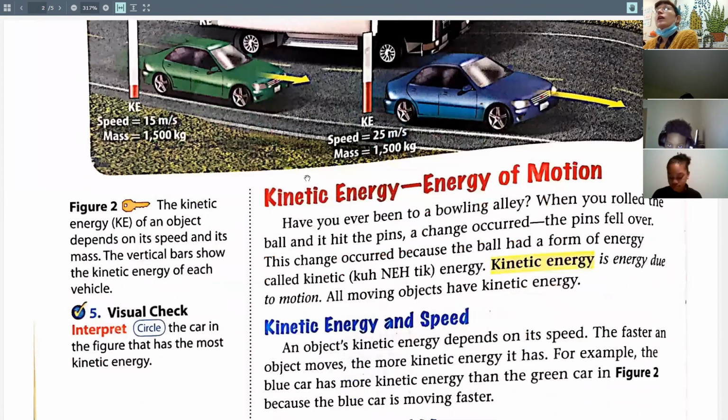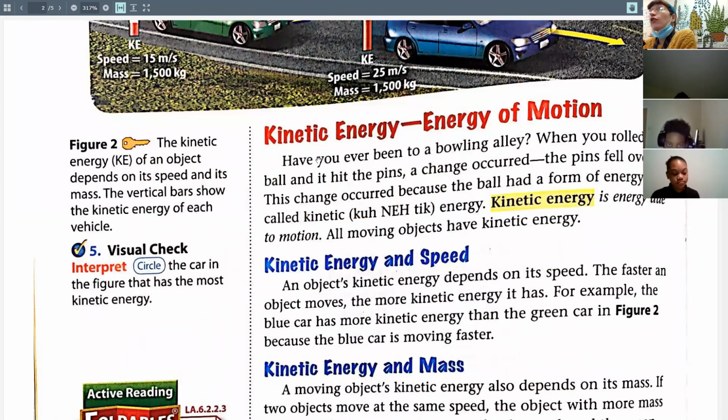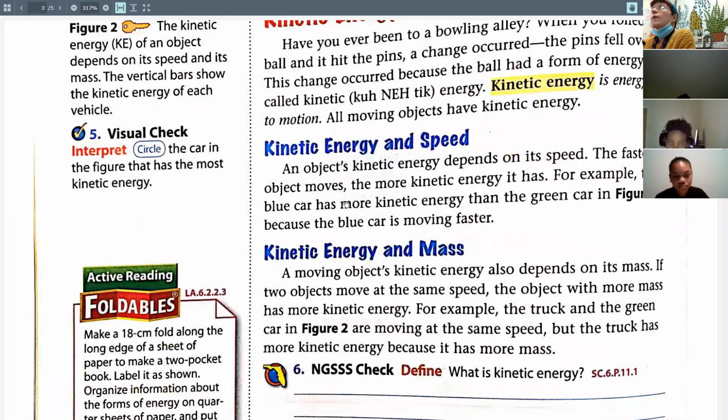Okay. Kinetic energy. Have you ever been to a bowling alley? When you rolled the ball and it hit the pins, a change occurred. The pins fell over. This change occurred because the ball had a form of energy called kinetic energy. Kinetic energy is energy due to motion. All moving objects have kinetic energy.